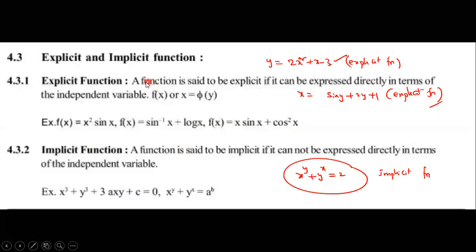Okay. Explicit and implicit functions, dear students. See, express y in terms of x or express x in terms of y. Such types of functions are called explicit, otherwise implicit functions. Only practice is required. Dear students, get ready.